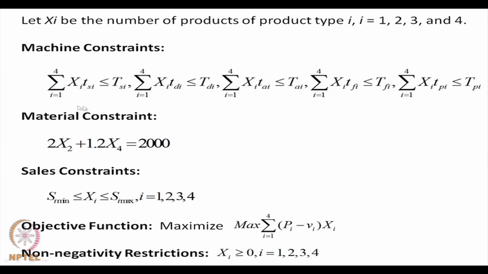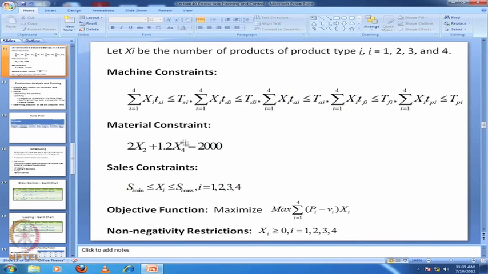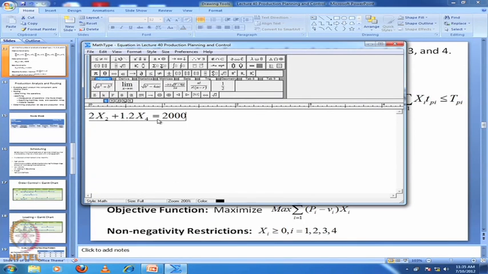Now, there is a material constraint, if you recall. Product 2 and product 4 require a particular sheet metal. The available area is 2000 square meter, and each unit of product 2 requires 2 square meter, product 4 requires 1.2 square meter. So, 2x2 plus 1.2x4 should be less than or equal to 2000. I have written 2000 equal to 2000, it should be less than or equal to. Please make a correction here.